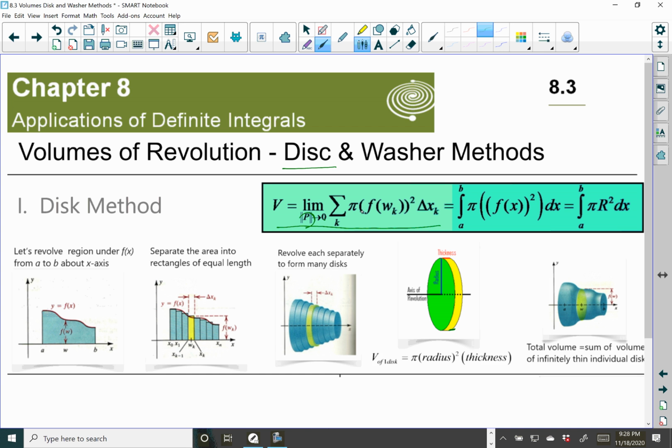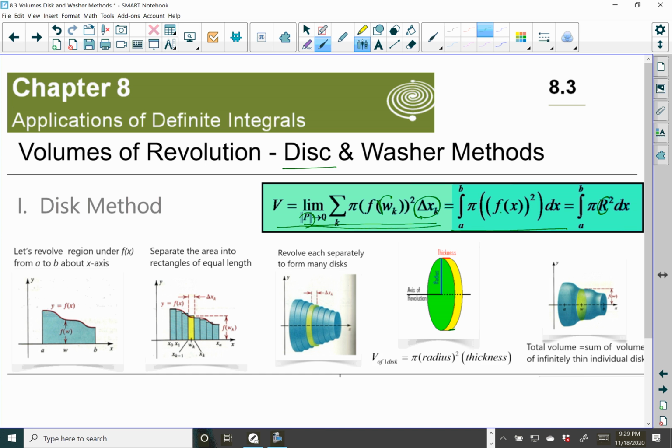And I've got pi. This would be like an r squared, so pi r squared. There's that area of our cross section, and then times the thickness of the cross section. That all converts into the definition of an integral. The integral from a to b of pi r squared dx.